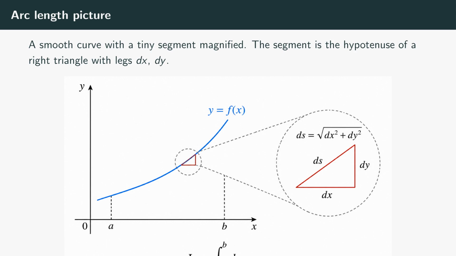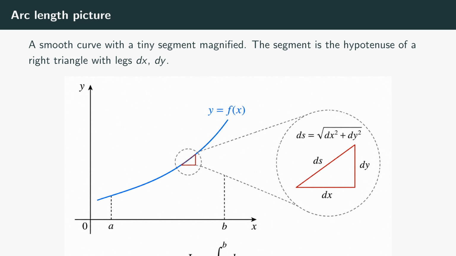Here's the picture, made concrete. A smooth curve y equals f of x in blue. Pick a tiny segment of it in the dashed gray circle. Zoomed up on the right, that segment is a small right triangle. Horizontal leg dx, vertical leg dy, hypotenuse ds. Pythagoras, ds equals the square root of dx squared plus dy squared.